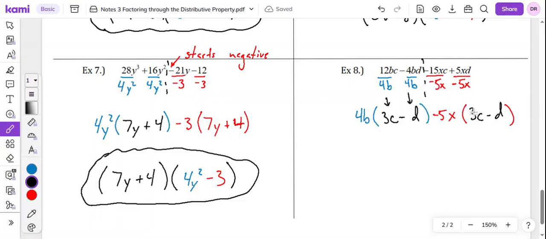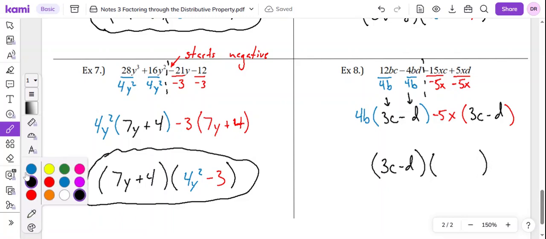Negative 15 divided by negative 5 is positive 3. Take an x away, and you still have a c remaining. 5 divided by negative 5 is negative 1, but remember that negative 1 is optional here. You have an x divided by x, which cancels, but there is still a d remaining. And then we are finally there. We have matching factors that we will bring out to the front. And we have 3c minus d as one factor, and then what our common factor from each group will be the other. So we get 4b minus 5x.